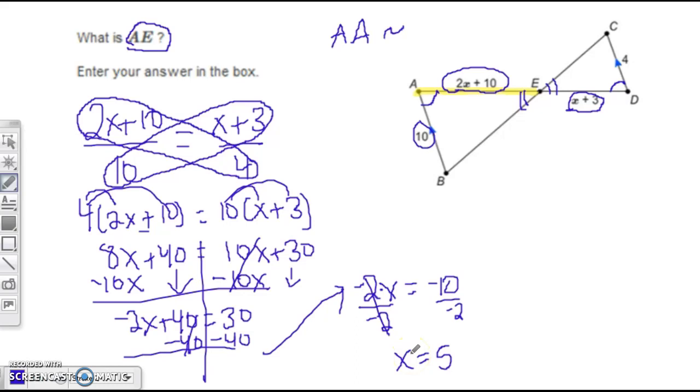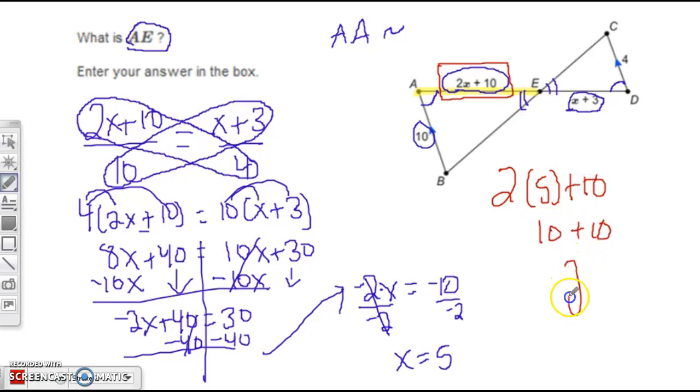The question does not say solve for x. The question says, what is the length of AE? So don't put 5 as your answer. Let's go back and plug it in to figure out our answer. So since I'm trying to find AE, I need to substitute 5 in. 2 times 5 is 10, and 10 plus 10 is 20. So the length of AE is 20 units long.